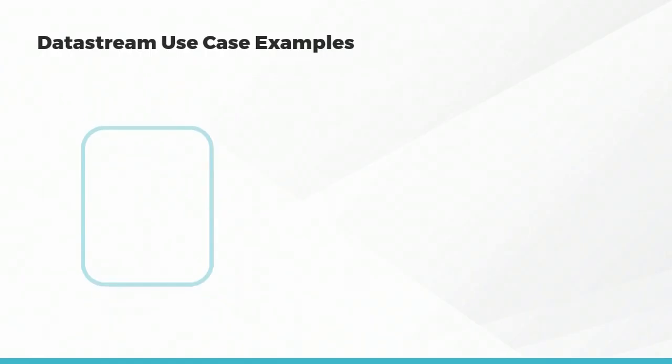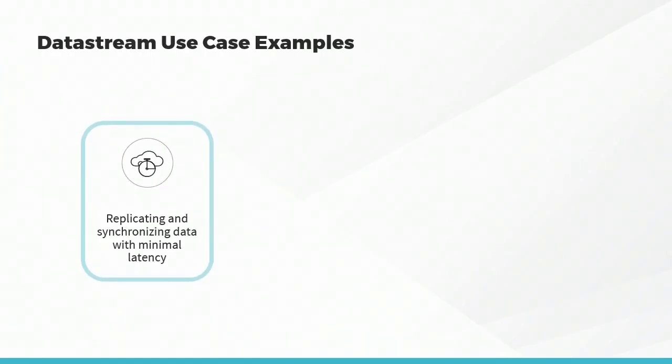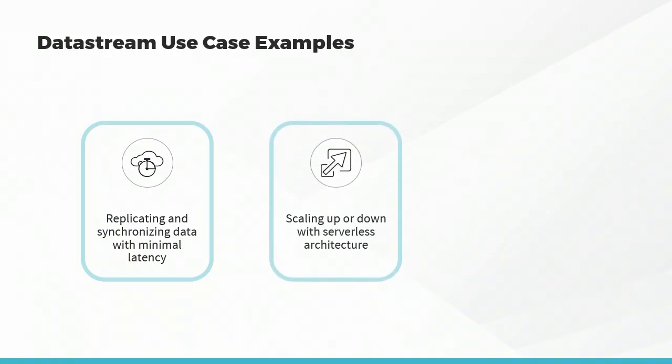Here are some Datastream use case examples. Say that we want to replicate and synchronize data with minimal latency. So you can synchronize data across heterogeneous databases and applications reliably. And there's a minimal impact on the performance of the source of the data, which is really important. It allows us to scale up or down with a serverless architecture as well.